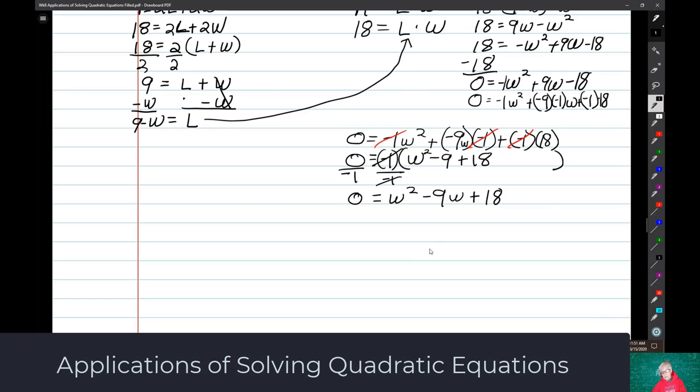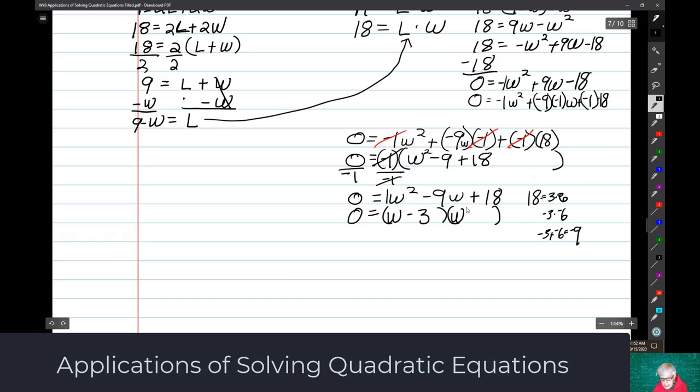Now, does 18 equal 3 times 6? Yes. And negative 3 times negative 6. And negative 3 plus negative 6 equals negative 9. Woohoo! The middle term, or the B number. So since there is a 1 in front of W squared, now a positive 1, I can use the easier form of grouping. 0 equals W squared splits apart into W and W, and then I use a minus 3 and a minus 6.